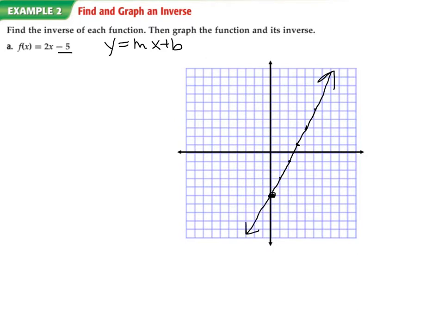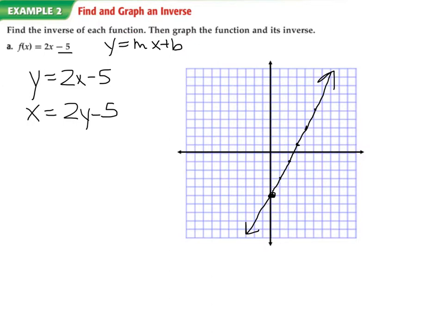Now I'm going to work on finding that inverse. First I'm going to rewrite my function with a y, because we know that f of x is the same thing as y. So y is equal to 2x minus 5. Then in order to do the inverse, I need to switch the x and y values. So I'm going to move my x where my y is and my y to where my x is. Then I need to get that y by itself, just like when writing it in slope-intercept form.